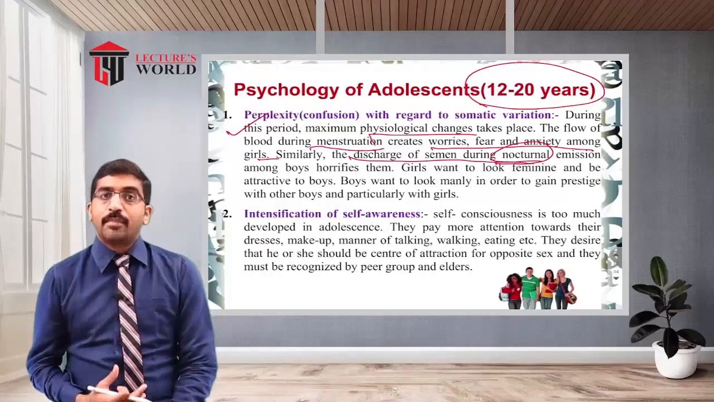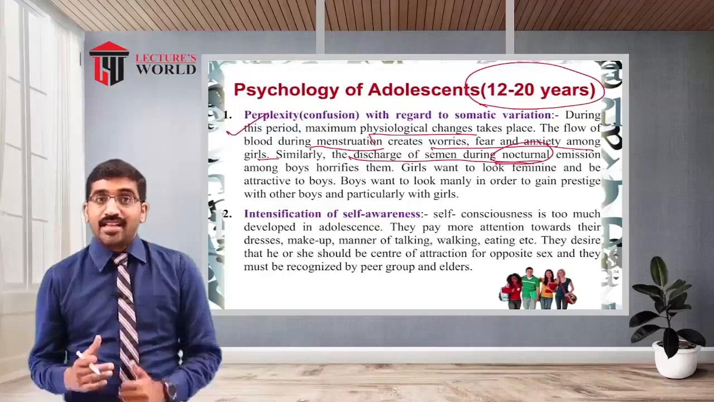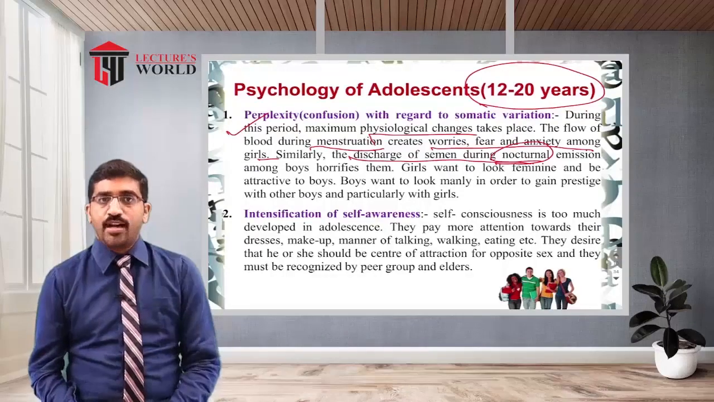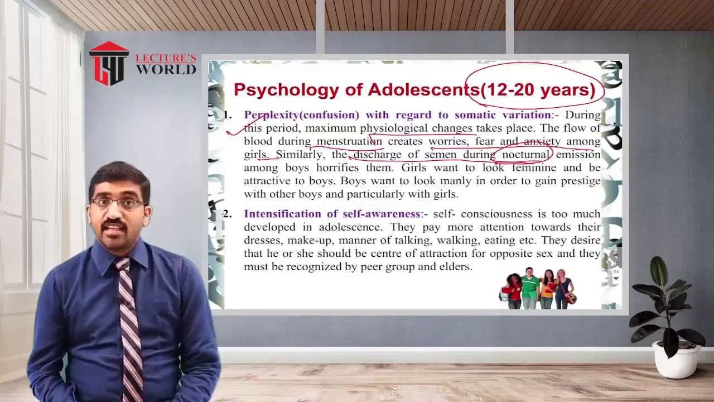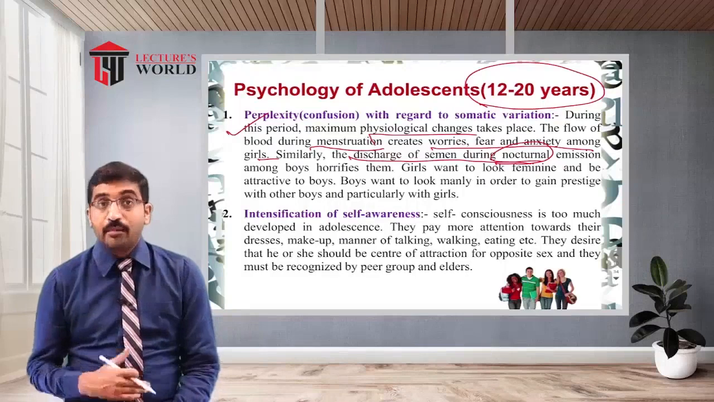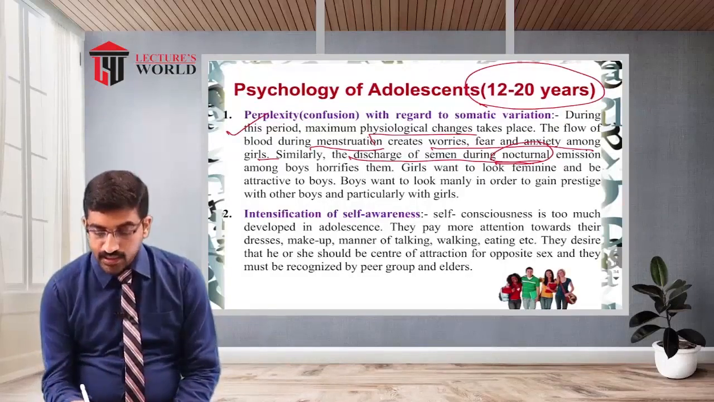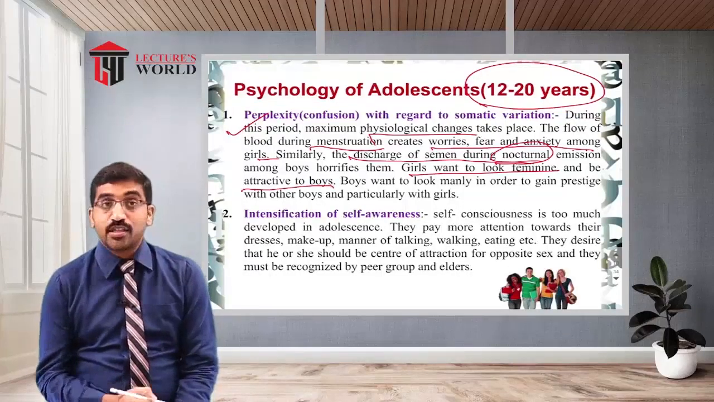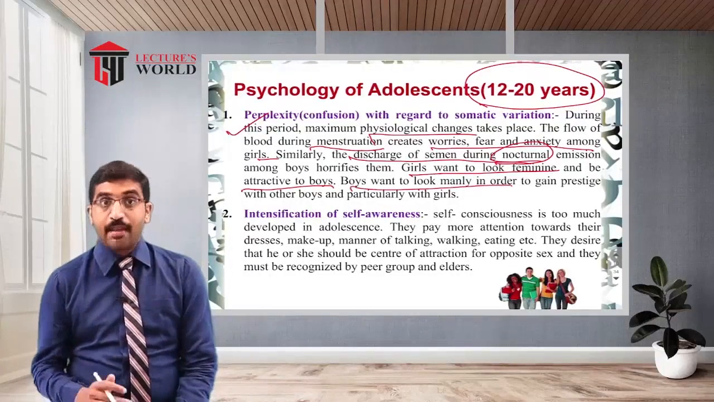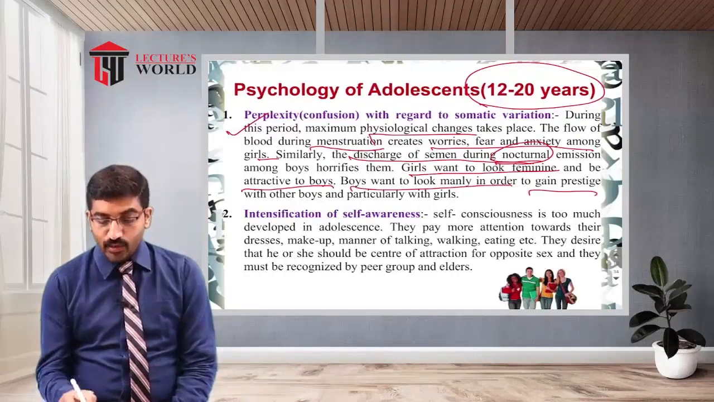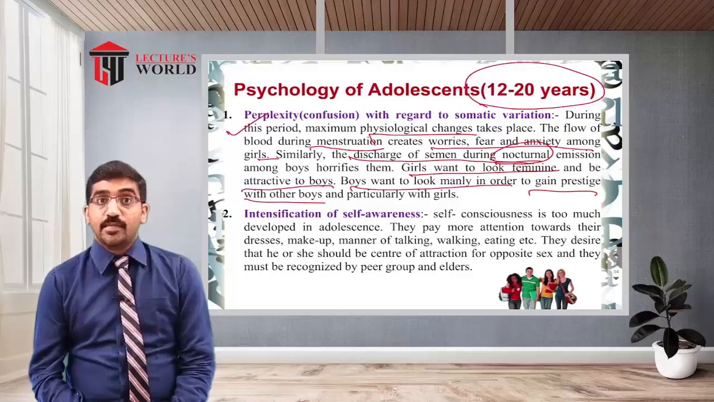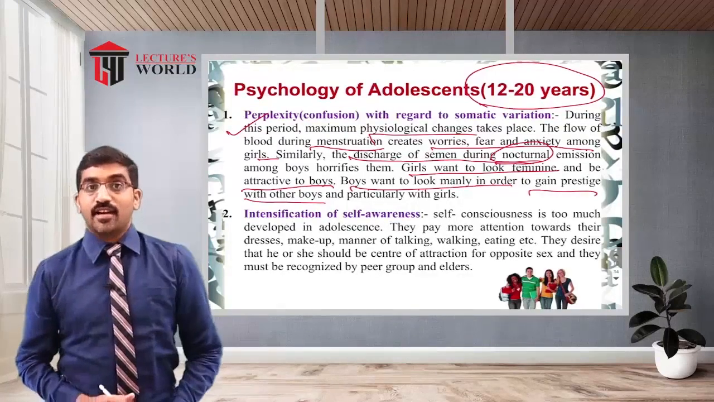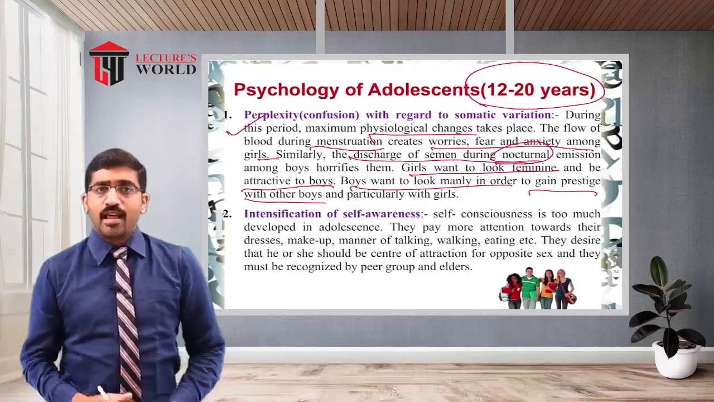Naturally there is a psychological aspect, because at the initiation stage they will have fear of losing blood or semen, something like that. Even with the vaginal fluid they may feel worried, but later they may not. Girls want to look feminine, with a female attitude, and they want to attract boys. And boys want to look manly, with masculinity, and they want to gain prestige with other boys. Especially they want to be more powerful, to be influential among others, and they want more girls to be attracted. This is the normal attitude.